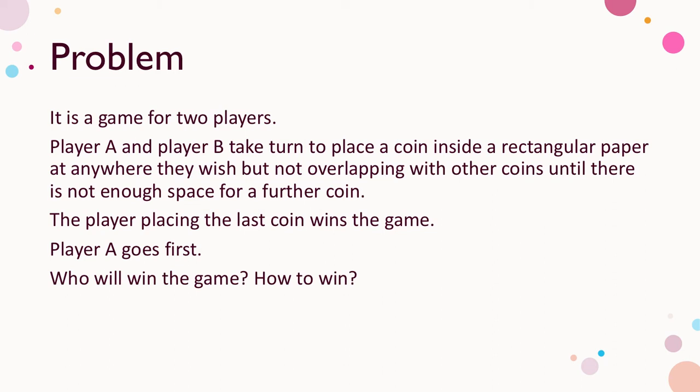It is a game for two players. Player A and Player B take turns to place a coin inside a rectangular paper at anywhere they wish, but not overlapping with other coins, until there is not enough space for a further coin. The player placing the last coin wins the game. Player A goes first. Who will win the game and how to win?